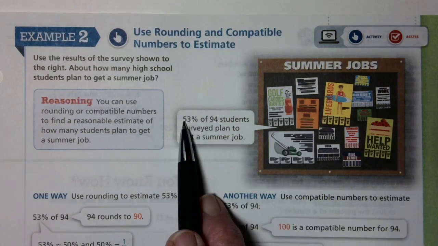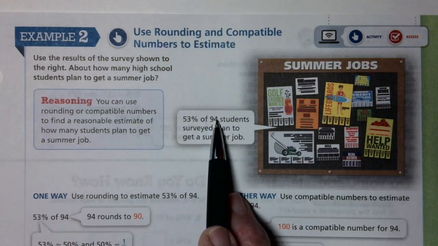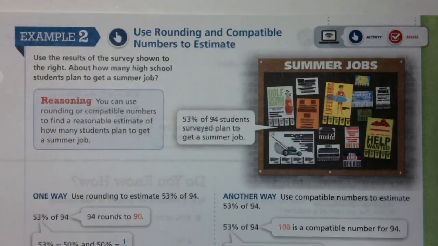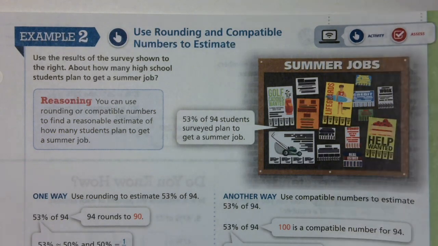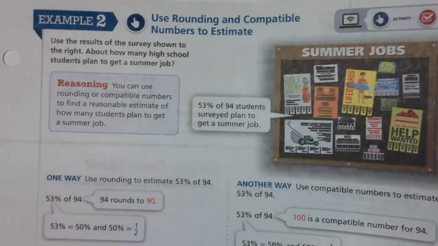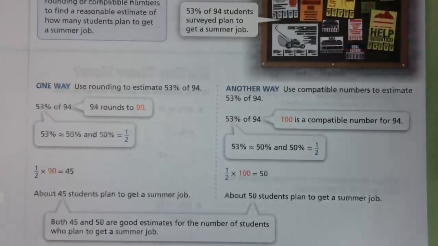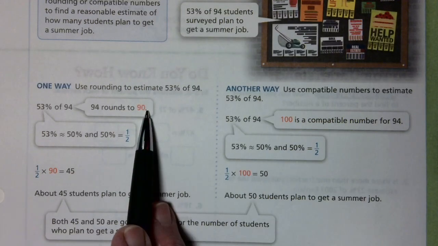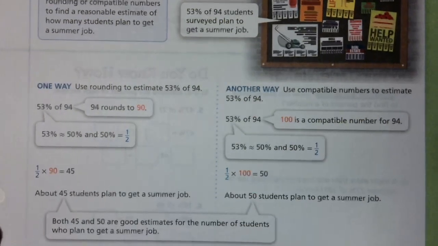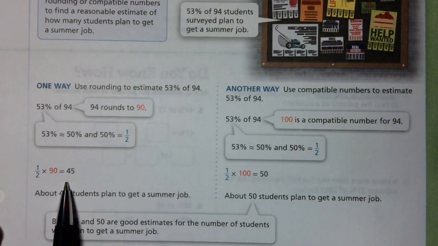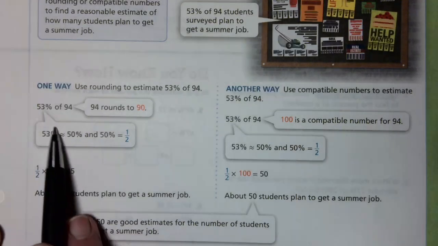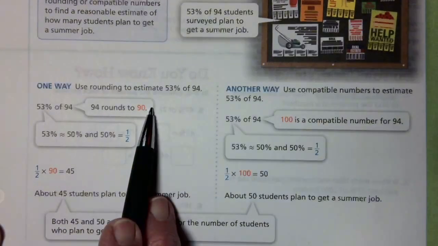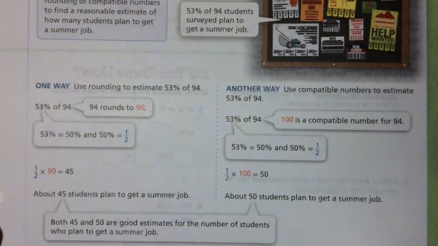If we round this to 50% and we round this to 100, it's going to get us close, but we've rounded 2 numbers doing it that way. Okay? If we round this to 50% and we round this down to 90, then half of 90 is 45. There's one answer. And again, we rounded 2 numbers. We rounded this one up and we rounded this one down. So we went up on one number, down on the other number.